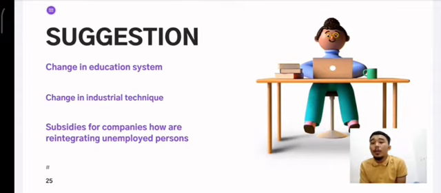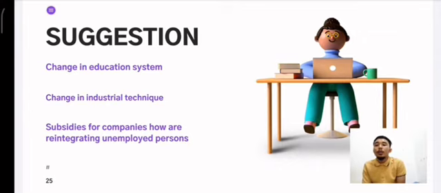This is some suggestion to reduce unemployment. First, change in education system. Educational pattern should be completely changed. Students who have a liking for higher study should be admitted in colleges and universities. Emphasis should be given on vocational education. Qualified engineers should start their own small units.